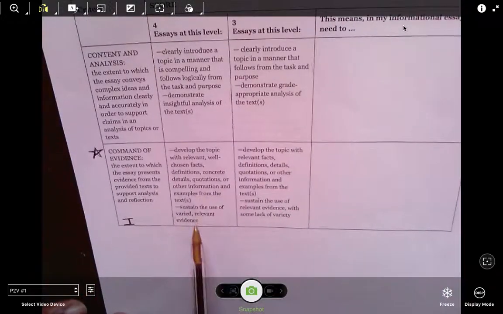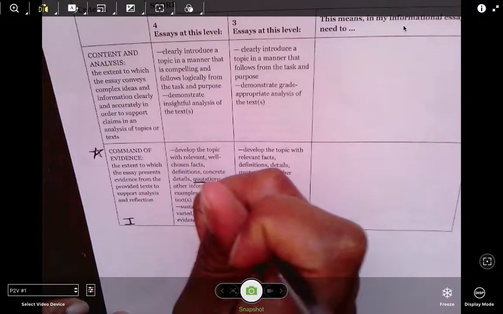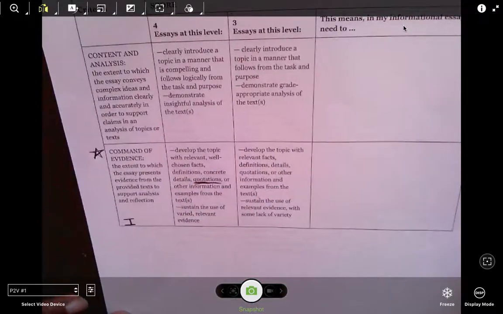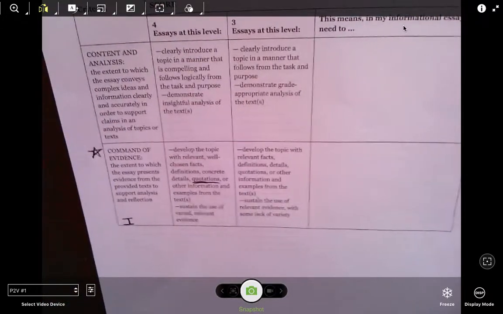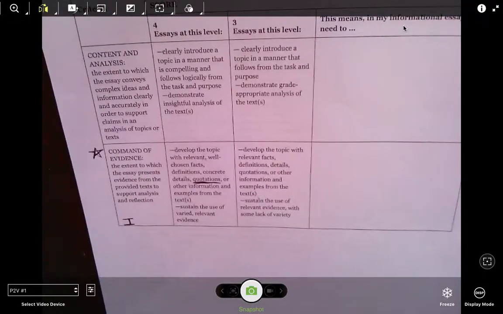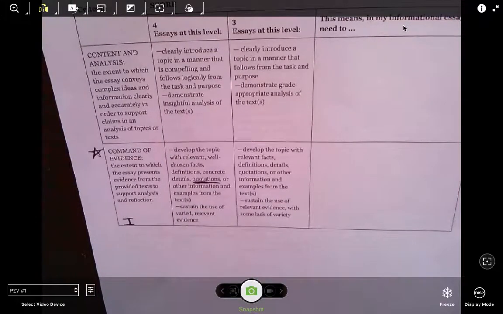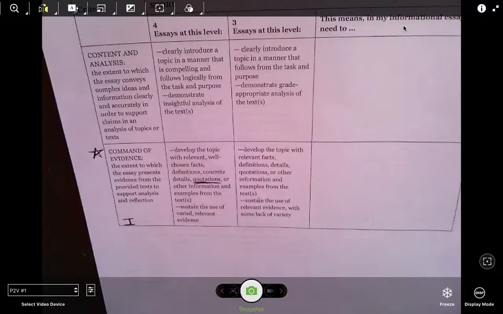So let's see. In order to get a 4, it says develop the topic with relevant, well chosen facts, definitions, concrete details, quotations, or other information and examples from the text. The key thing that stands out is quotes. There's nothing easier than to be able to quote from the text. That's textual evidence. And remember, anytime you write a quote down, you have to be sure that you put the page number where it comes from in parentheses. Okay, so let's make that a habit. And examples from the text.